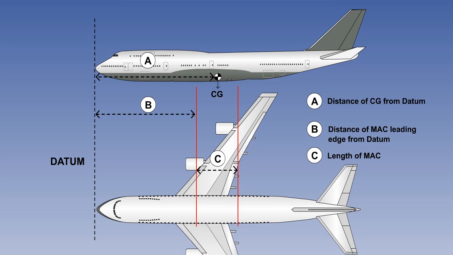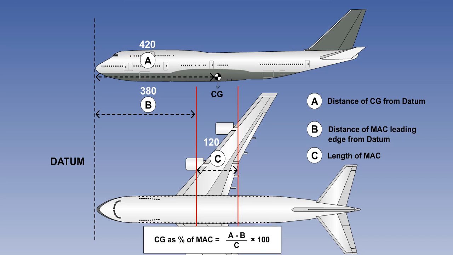Let us put the theory into practice and work through an example to calculate the mean aerodynamic chord, given values of A and B and C. The distance of the centre of gravity from datum A is 420 inches. The distance of the leading edge of the mean aerodynamic chord from the datum is 380 inches. The length of the mean aerodynamic chord C is 120 inches.